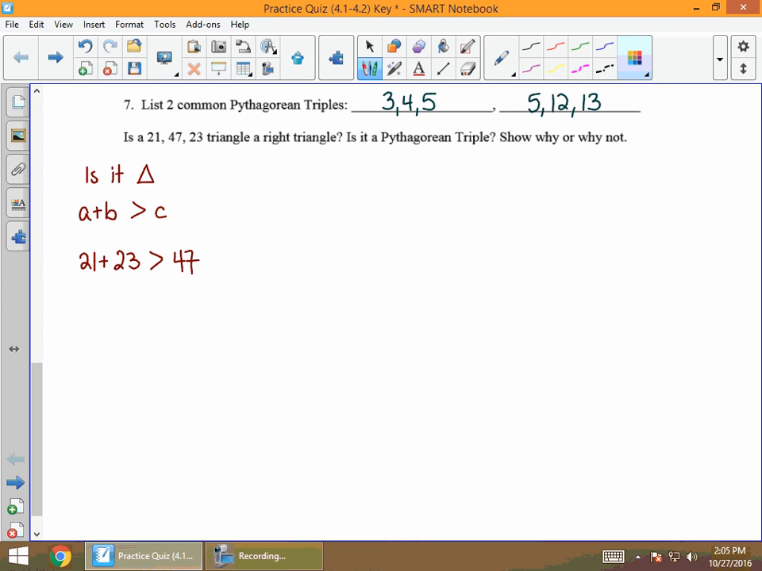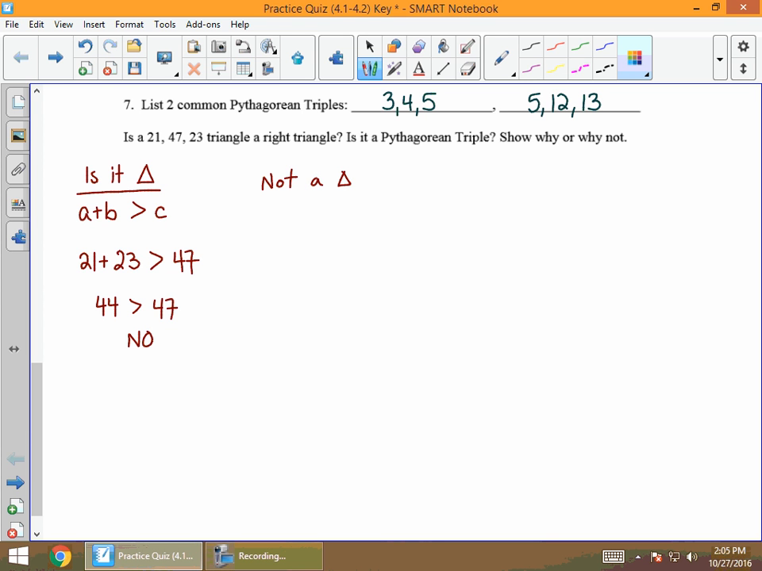Well, 21 plus 23 is 44. And is 44 bigger than 47? And the answer is no. So not only is this thing not a Pythagorean triple or a right triangle, it's not even the sides of any triangle. So this is not a triangle at all. So no, it's not a right triangle. No, it's not a Pythagorean triple.